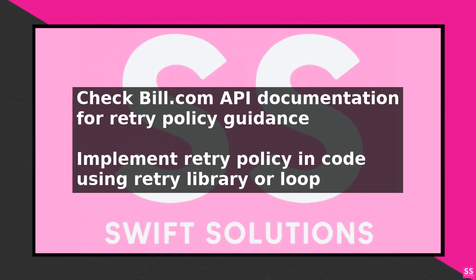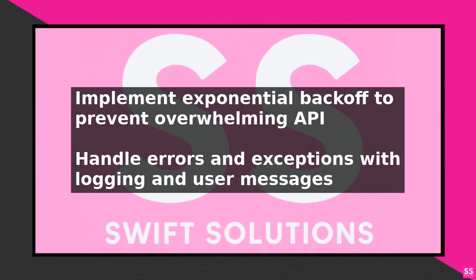This can be done using a retry library or by manually implementing a retry loop. The retry loop should check the API response for errors, wait for the recommended interval, and then retry the request. It is also important to implement exponential backoff in your retry policy. Exponential backoff involves increasing the retry interval after each failed retry. This helps prevent overwhelming the API with repeated requests and reduces the risk of rate limit errors.